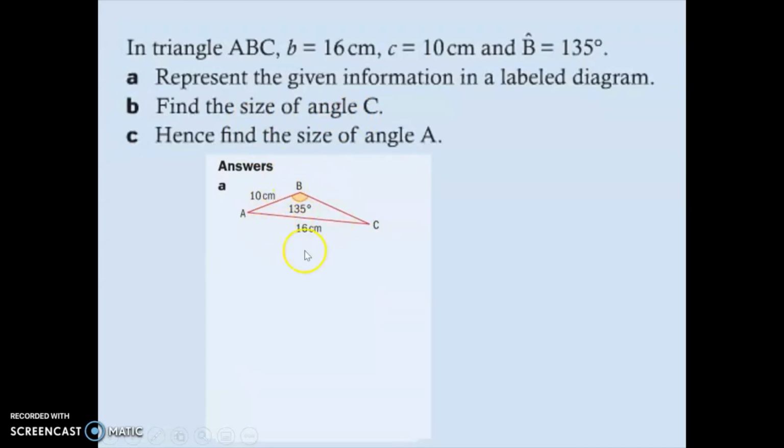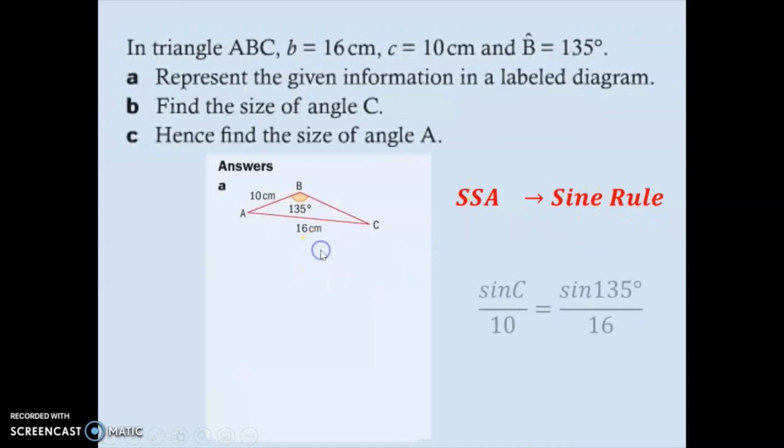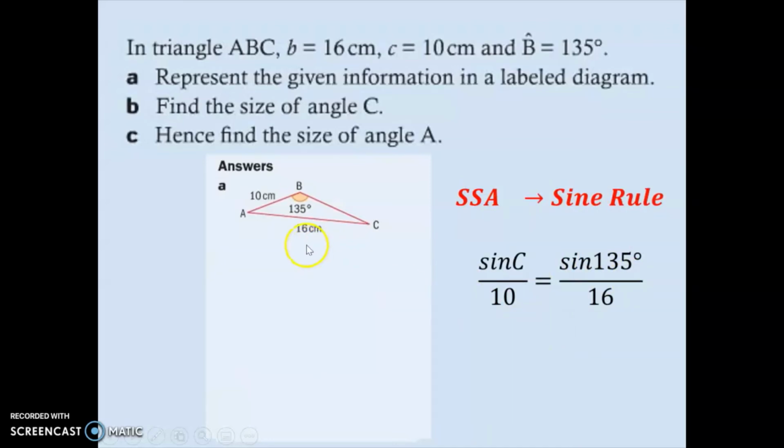Well, first decide what kind of triangle this is. Let's take a look. Side, side, angle. Okay, remember with cosine, it was side, angle, side, or side, side, side. This is not one of those two cases. Therefore, sine rule. Okay, use the sine rule. You can set it up like this for this one, looking for angle C, and then solve to get this for angle C.